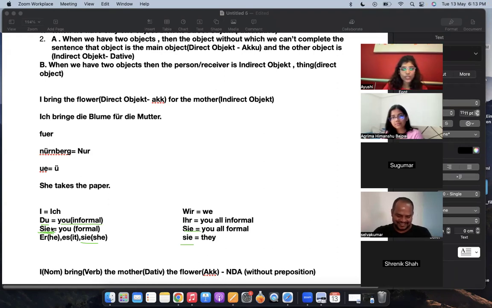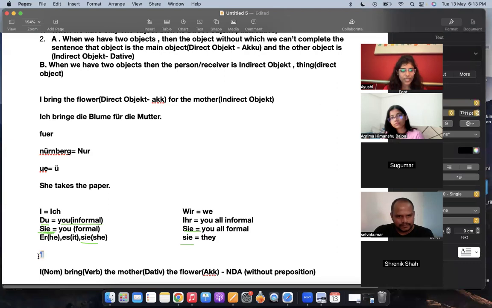Is it clear to everybody? Now the next thing was, if you see there are 4 Z. One is you formal, one is you all formal, one is she and one is they, right? How to distinguish between them? When to use what? And if it is written in the sentence, then what does it mean? Does it mean they, she, you, or you all? So there's a small rule for it. I'm writing here.